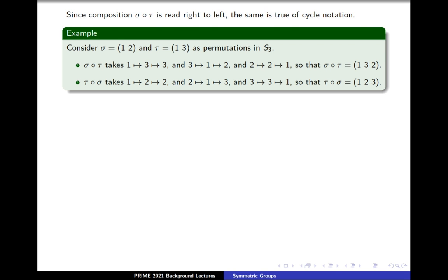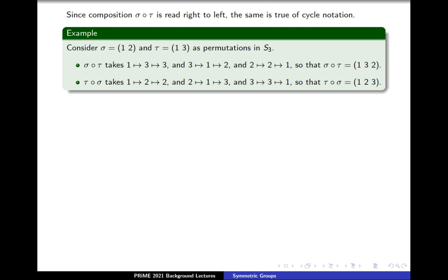Okay, similarly, we can consider the composition tau composed sigma. For example, 1 maps by sigma to 2, 2 maps under tau, it's fixed, so it maps to 2. Okay, so tau composed sigma sends 1 to 2. Now let's see what tau composed sigma does to 2. So 2 goes by sigma to 1, 1 goes by tau to 3. So tau composed sigma maps 2 to 3.